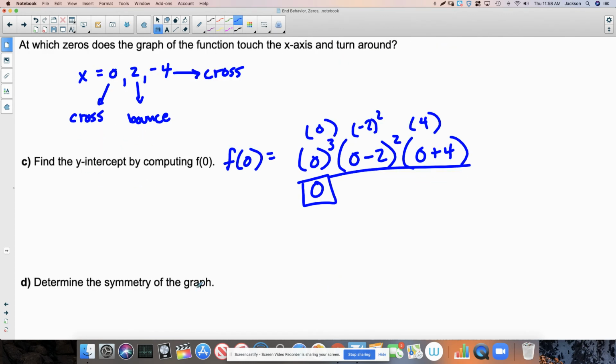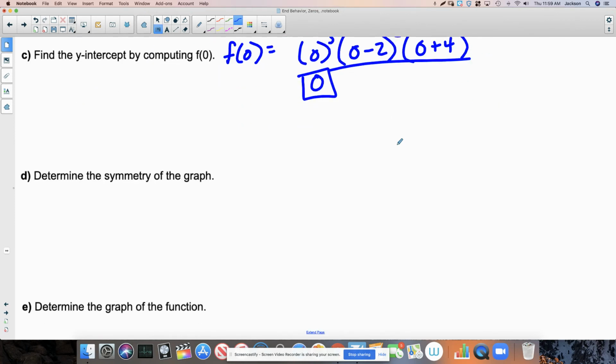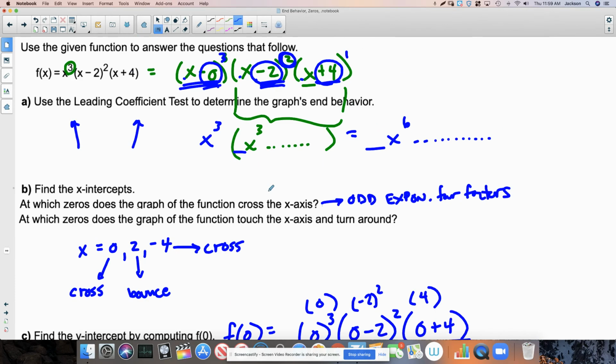The symmetry of the graph, okay? This is where things get a little weird and might require a little bit of effort. But I know I'm going to have an x to the 6th term, right? So I know that it's definitely not odd, okay? I know that its symmetry is not about the origin, right? That is an odd function that has symmetry about the origin. I don't have that here. The question is, is it even? But remember that even functions can only have even exponents, right?